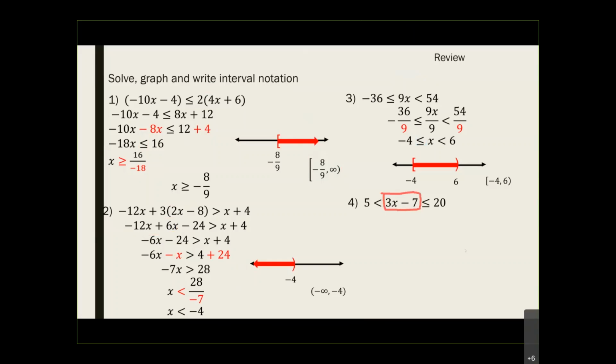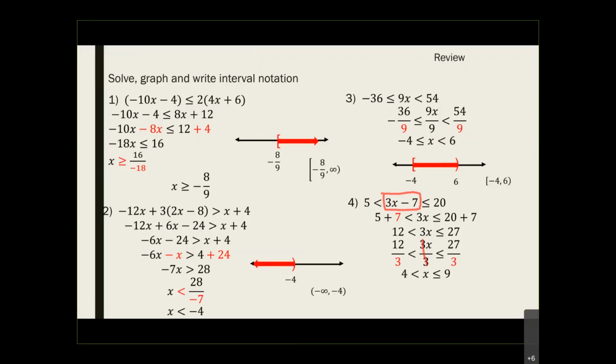To do this, we have to get rid of the 7. Everybody see that to get rid of the 7, I need to add 7 to the left and add 7 to the right? Which gives me 12, 3x, and 27. And how do I get rid of this 3? I need to divide by 3. The 3 and the 3 cancel out, and you have just the x on the inside. 3 going into 12 is 4, and 3 going into 27 is 9. Agree?